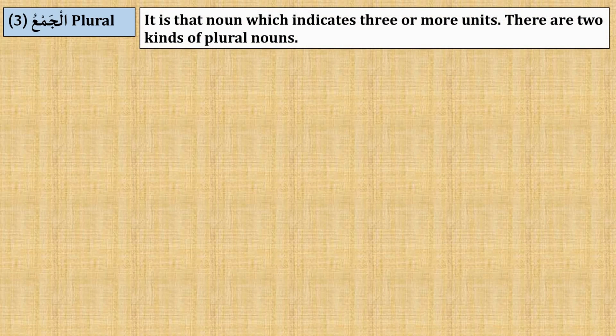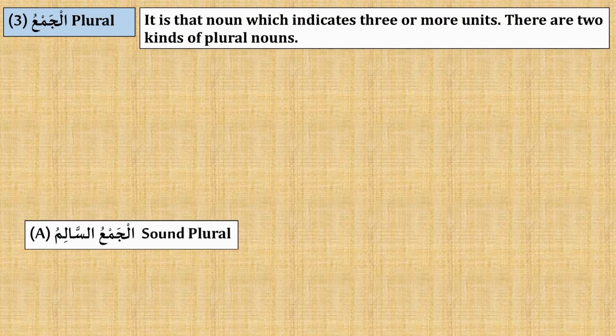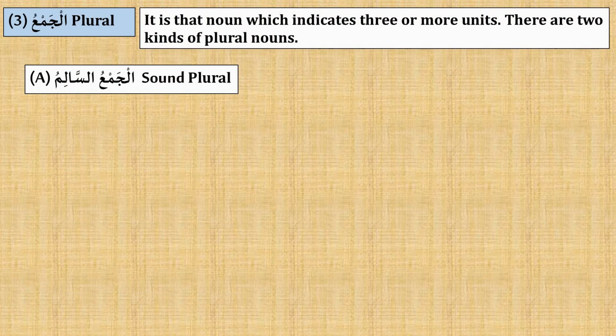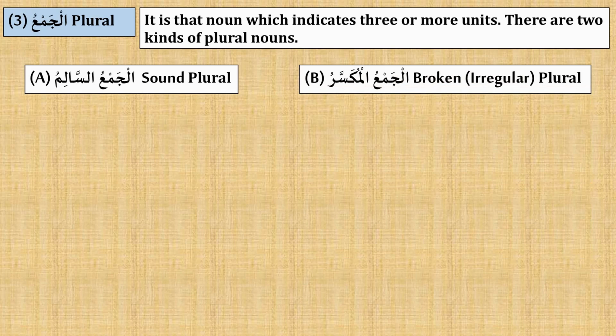is al-jam', plural. It is that noun which indicates 3 or more units. There are 2 kinds of plural nouns. First one, al-jam'u salim, sound plural, and the second one, al-jam'u al-mukassar, broken or irregular plural.